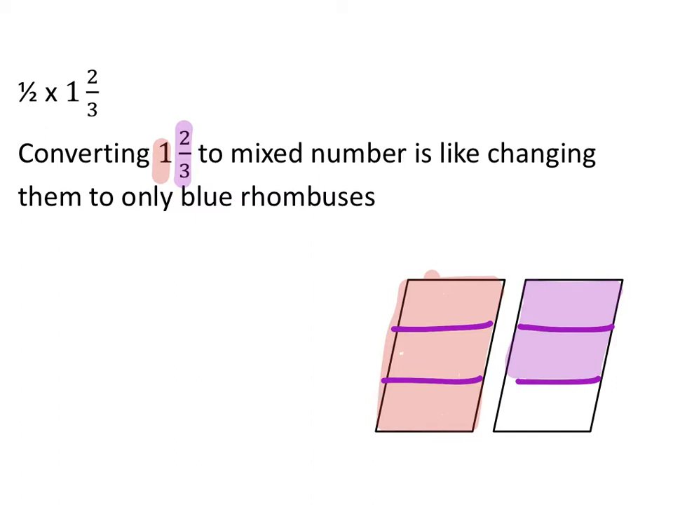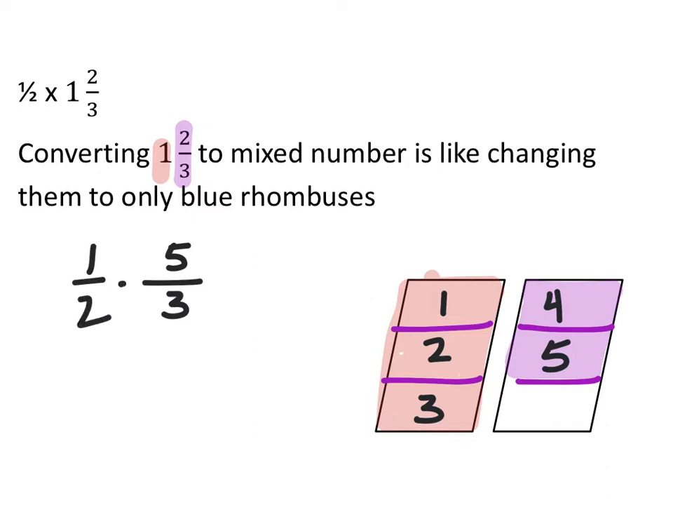And that improper fraction would show that you'd have 1, 2, 3, 4, 5 of these third pieces, right? So it's 5/3. And yeah, that would be converting the 1 2/3 into an improper fraction, which mathematically speaking makes our heart feel really nice. Kind of like you had just barely had a cup of hot cocoa, you know what I'm saying? So we got 1/2 times 5/3.